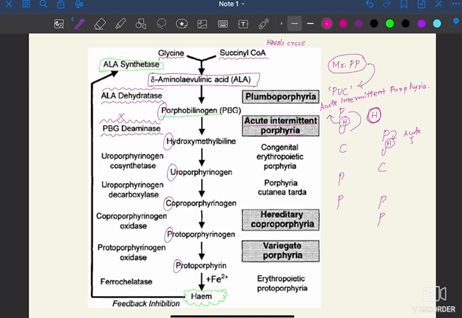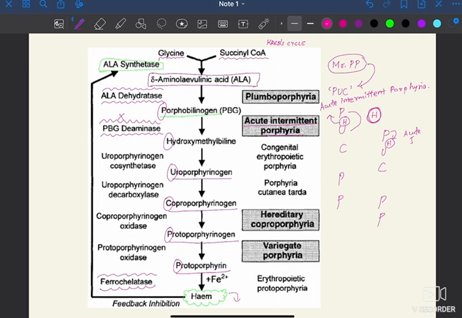Then the other enzymes are not that important, but you have to remember. So with the mnemonic PUC, Mr. PP: U is uroporphyrinogen, then coproporphyrinogen, then protoporphyrinogen, then protoporphyrin. The last step, using the enzyme ferrochelatase, leads to the formation of heme. So heme is used for the development of RBCs.